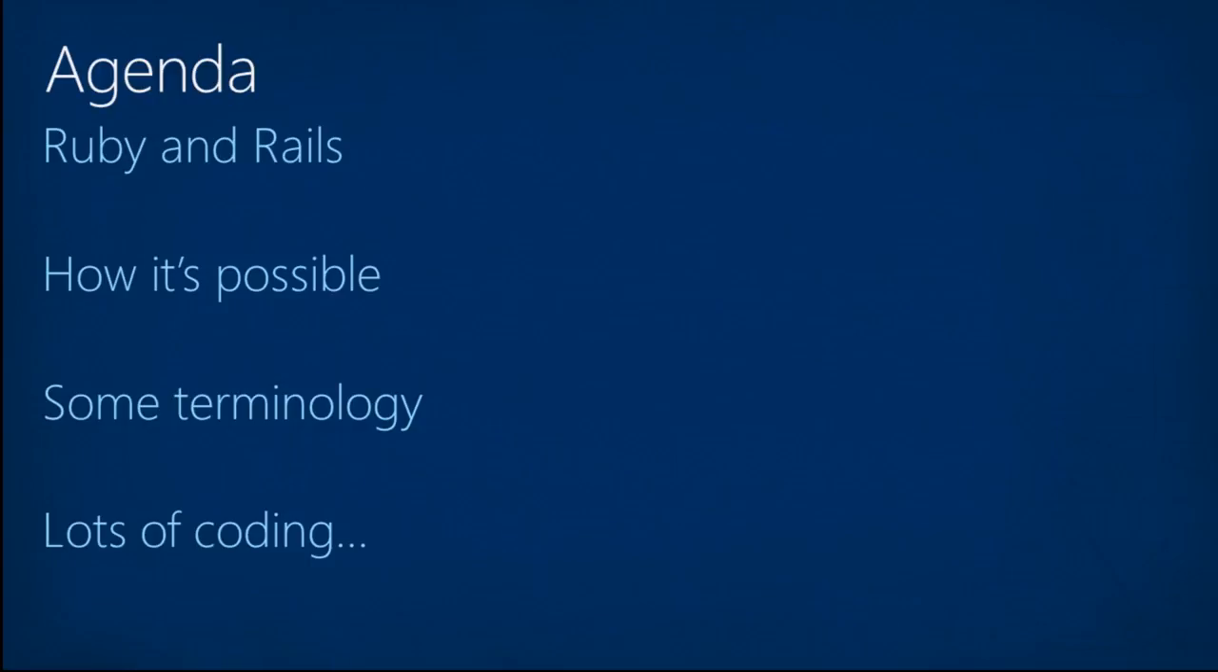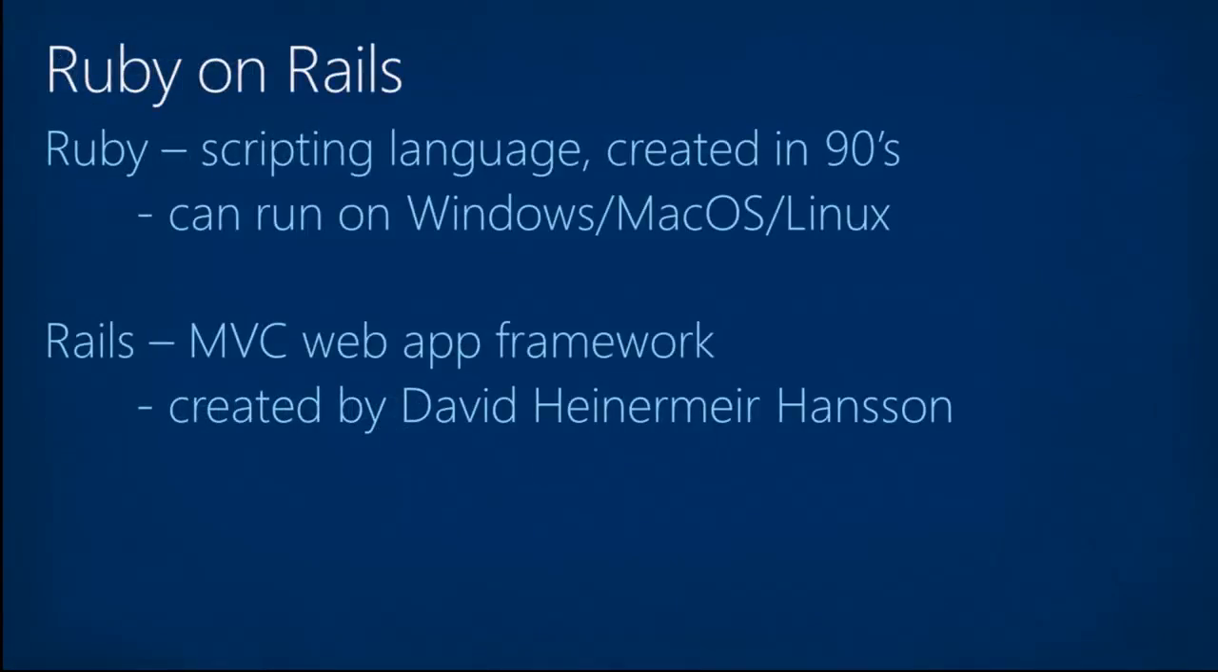So, Ruby on Rails. So Ruby's been a scripting language around since the 90s. The good thing about it is it can run on Windows, Mac OS, Linux. I missed out Unix as well. And it was created by a guy who's got the nickname of Mats. He's a Japanese guy, and I'm not going to try and say his full name, so we'll just know him as Mats.